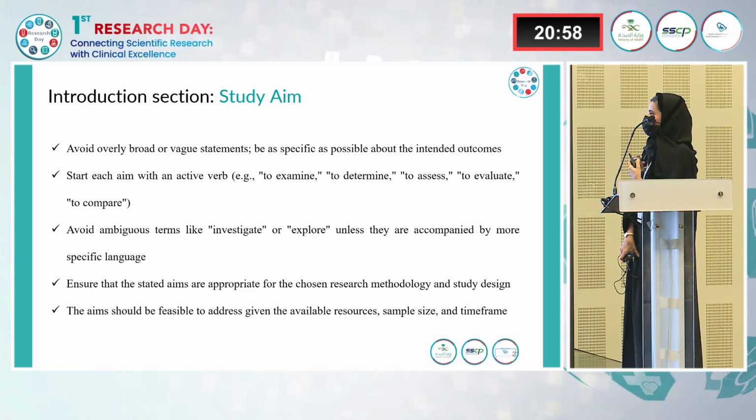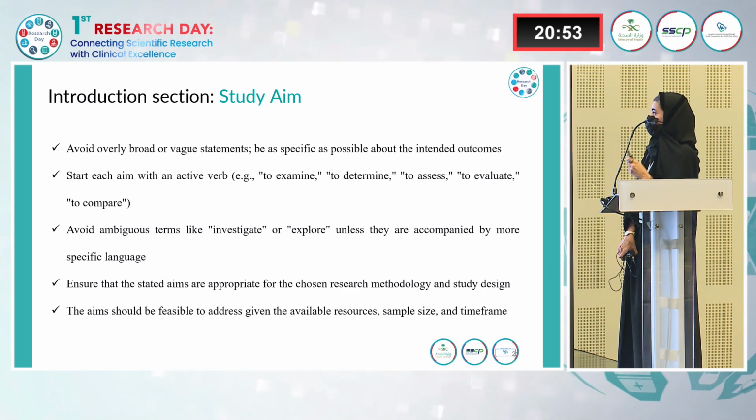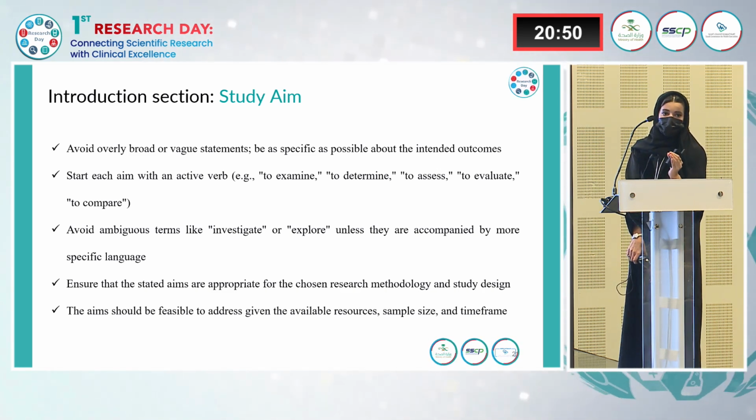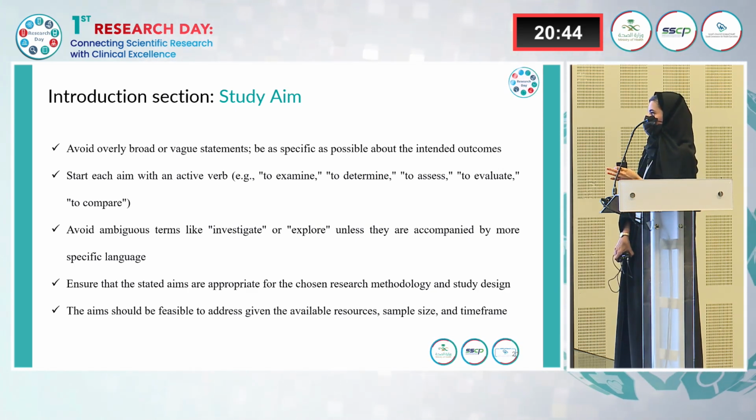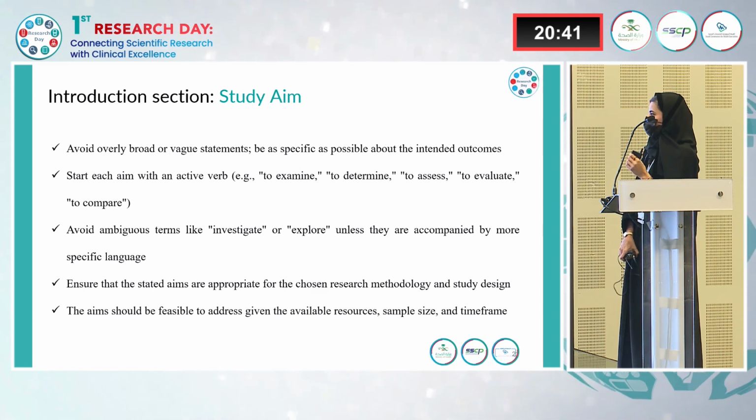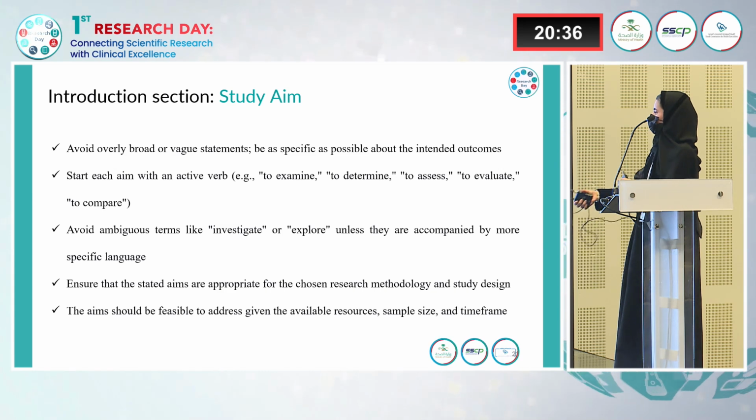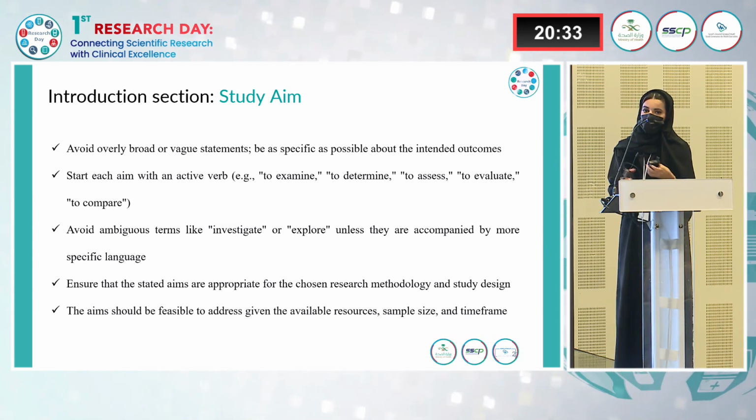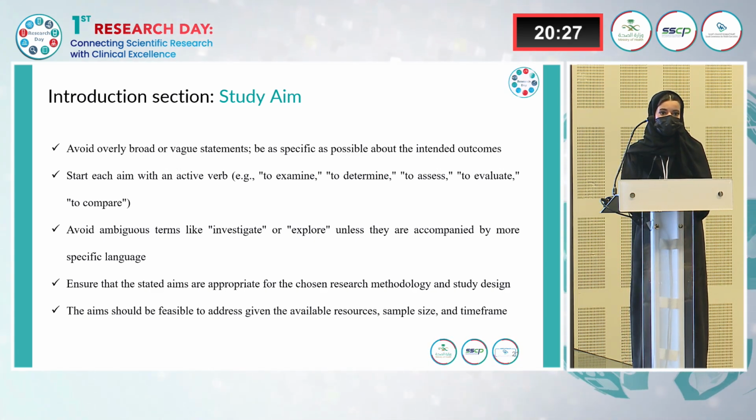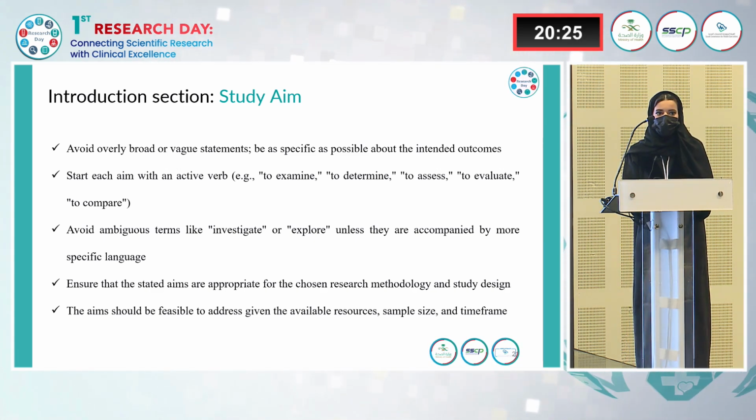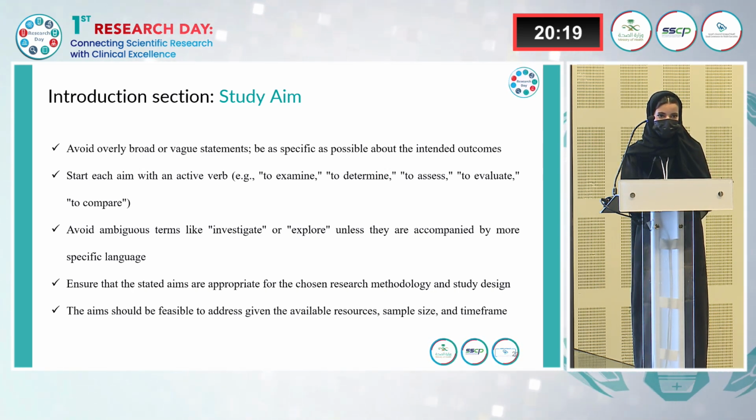So you should avoid broad or vague statements. You should be as specific as you can, and start each aim with an active verb, such as to examine, to determine, to assess, to evaluate. You should avoid terms like to explore, or terms that are not clear, unless accompanied by more specific language. And you should ensure that the stated aim is appropriate for the chosen methodology. For example, we know that causality can only be proven by RCTs, so you cannot propose to prove causality in a research study where the research design is a retrospective study.